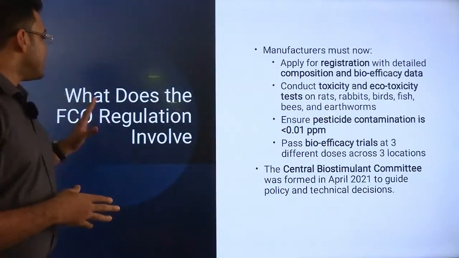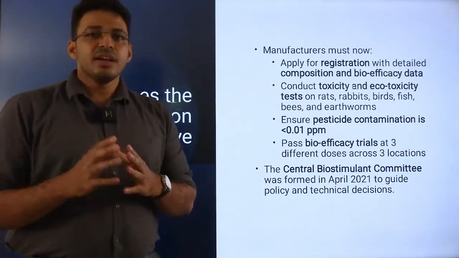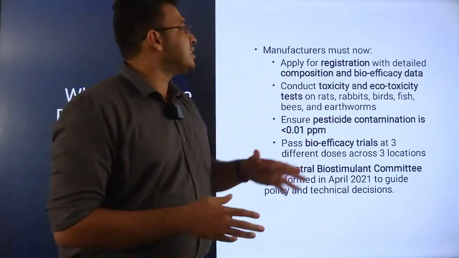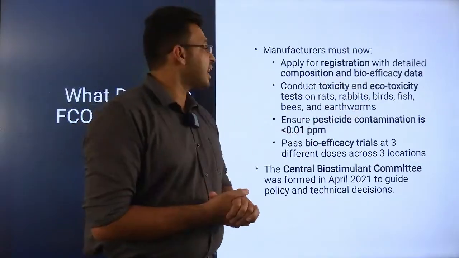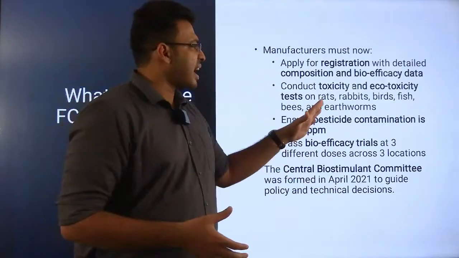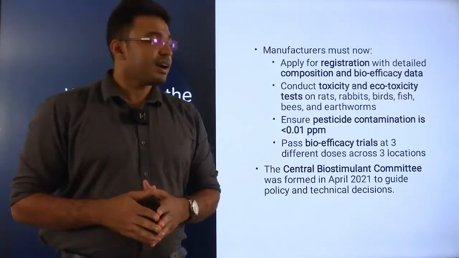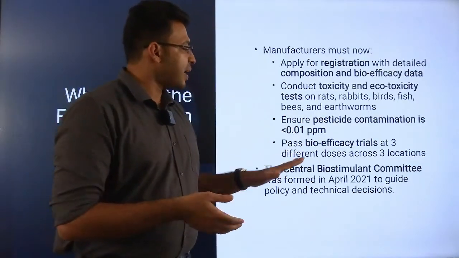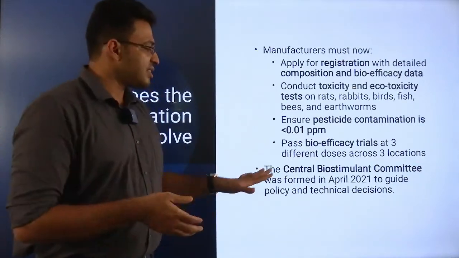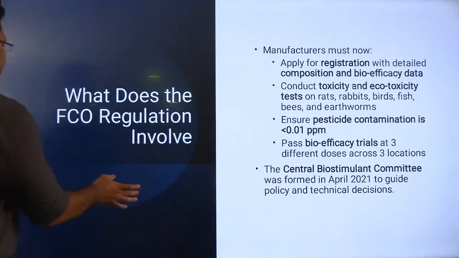So what are the Fertiliser Control Order regulations involved about these biostimulants? The manufacturers must now apply for registration with the detailed composition and bioefficiency data, and conduct toxicity and ecotoxicity tests on animals like rat, rabbit, and all. Ensure the pesticide contamination is less than 0.01 ppm, parts per million, and it has passed a bioefficiency trial with 3 different doses across 3 different locations. The Central Biostimulant Committee was formed in April 2021 to guide policy and technical decisions.